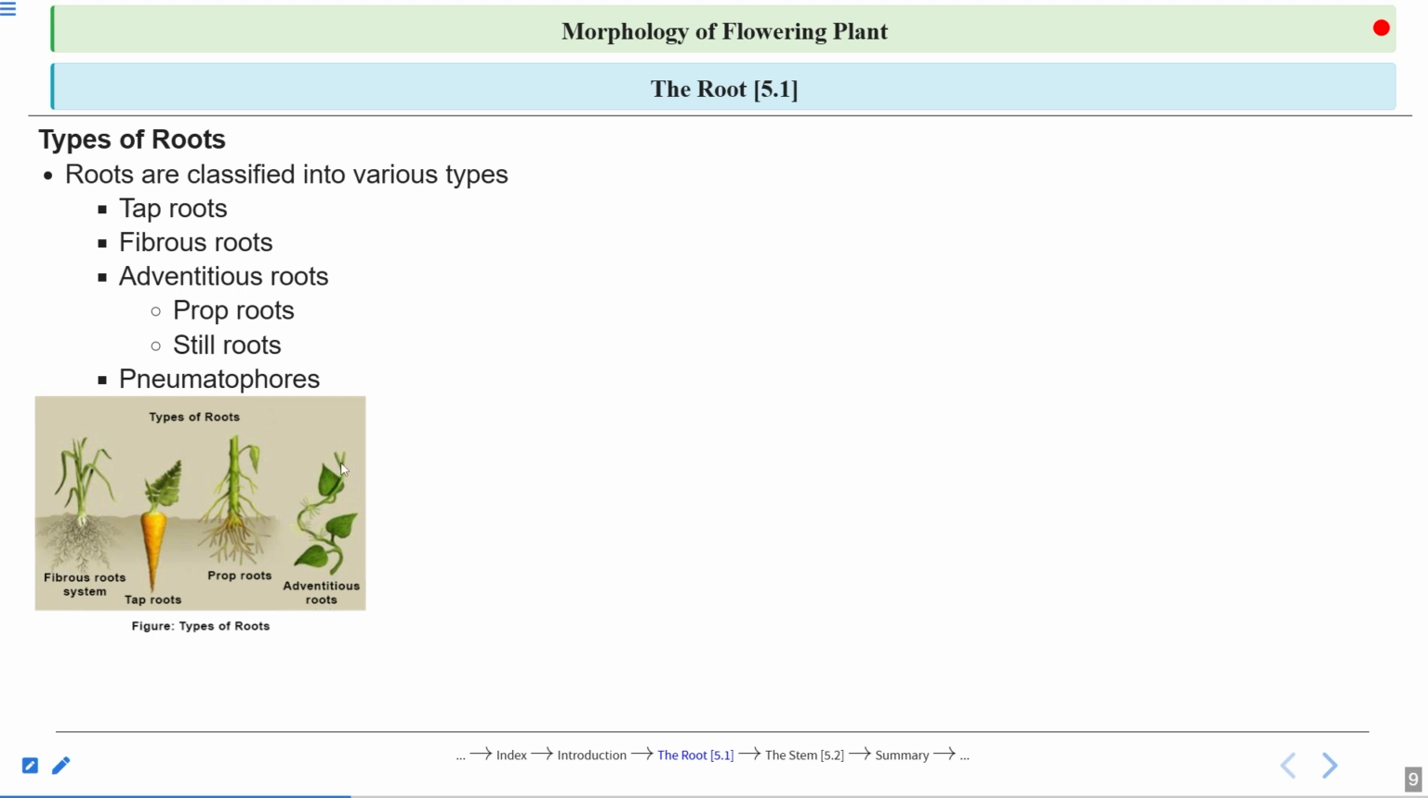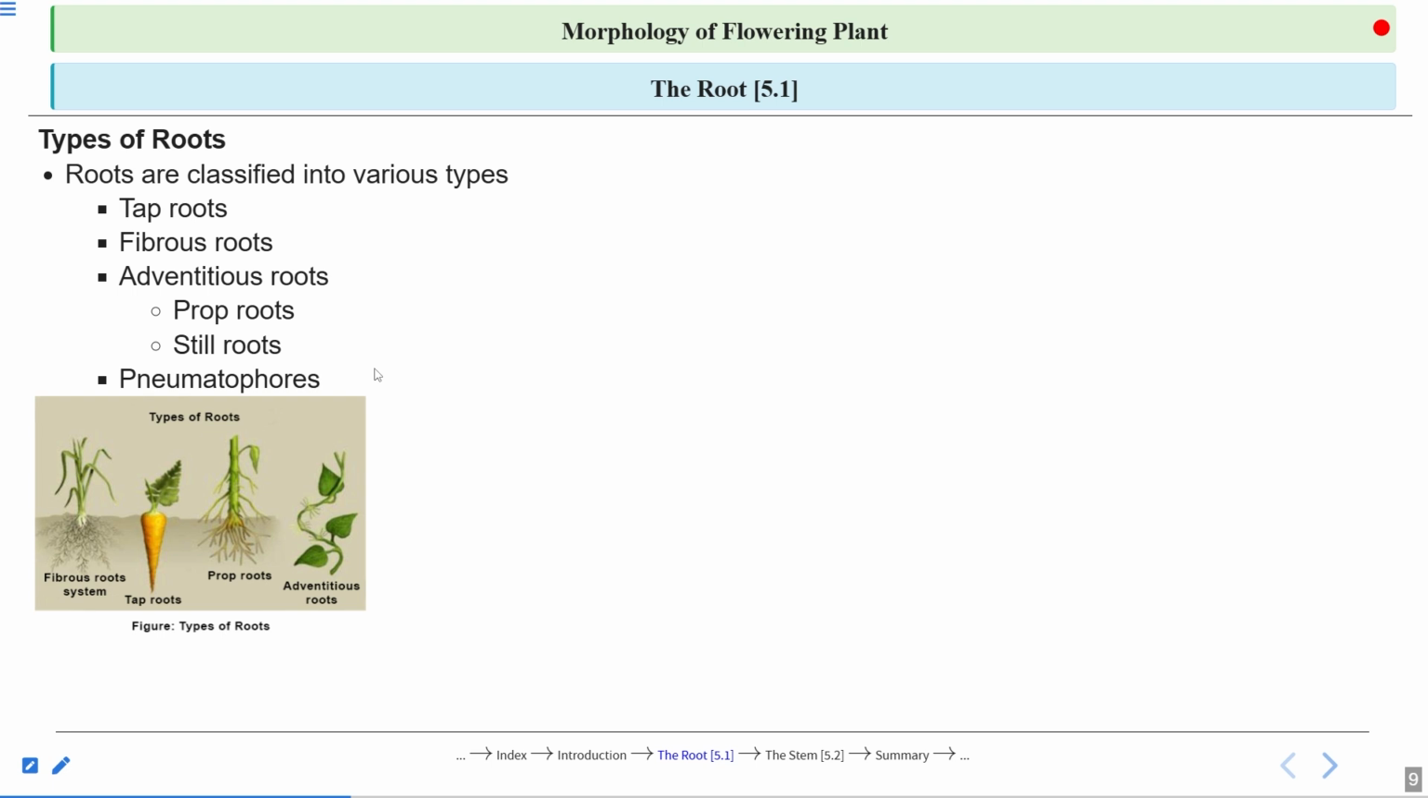One adventitious root system. A very common example of this is a money plant. When you see the money plant, you can see from the nodes of the stem many small roots emerge out. So that is the adventitious roots. Okay, supporting roots. And here you can see the prop roots are also one of the supporting roots, and it is a type of adventitious root.